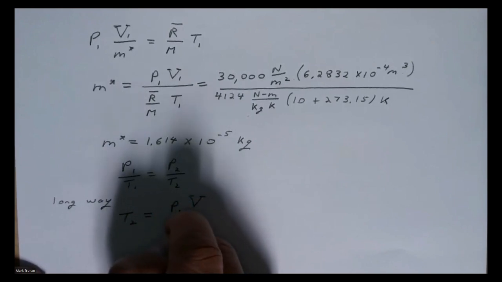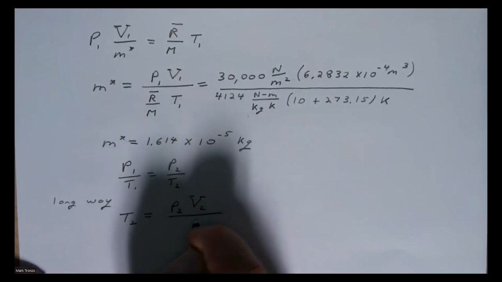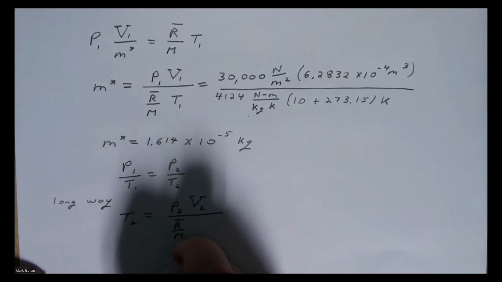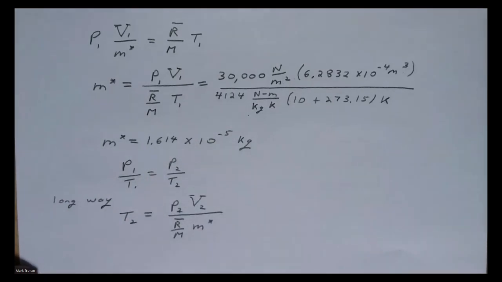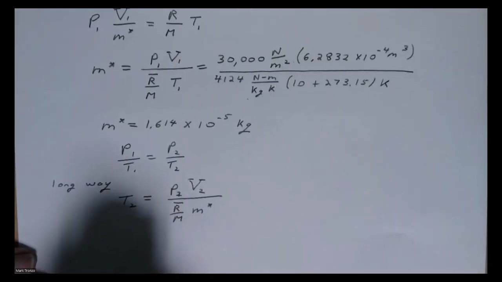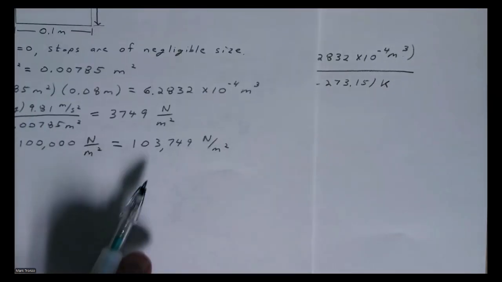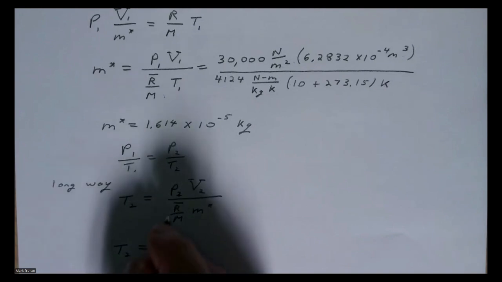P1, P2, excuse me, V2 divided by R over M star. Remember, that's the mass. And remember the pressure required to lift that piston is 103,749 Newton per meter squared.